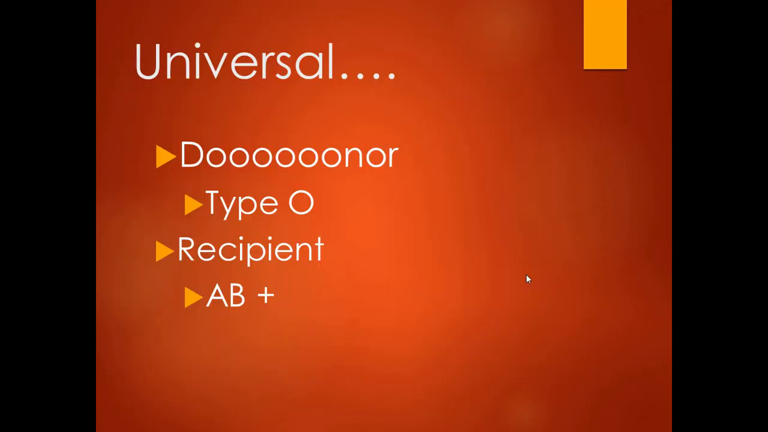Alright, when I first looked at this slide, I could not figure out why it said donor. If you remember, the person who can donate blood to anyone is type O. So universal donor is type O. Universal recipient is AB positive. They can receive anything. So if you're type O, you are very, very important to donate blood.